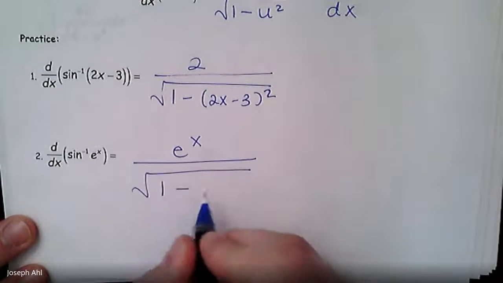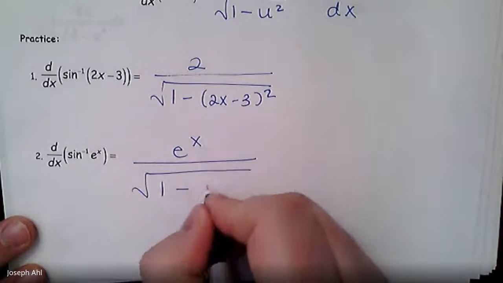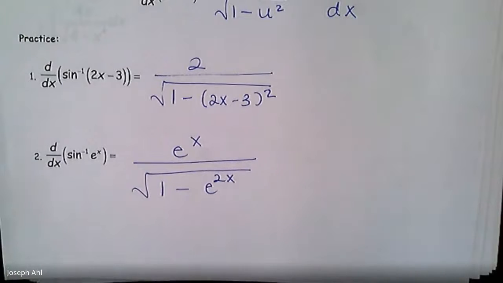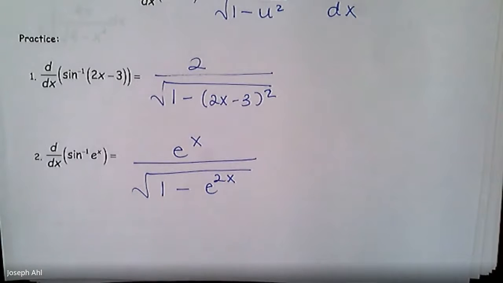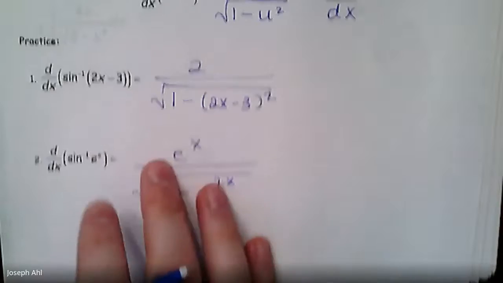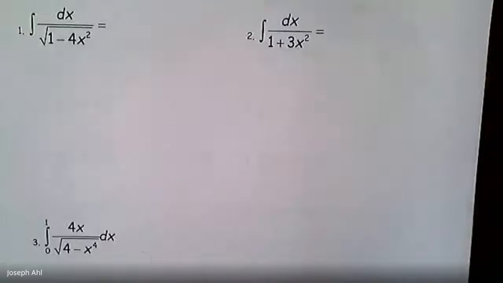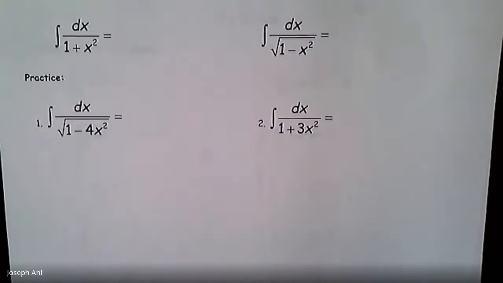Square root of 1 minus, if you square e to the x, of course that could be commonly written as e to the 2x. Power to power, we'd multiply there. So something of that form is a good way to express the derivative of sine inverse e to the x. And then last but not least, going forwards with finding derivatives, let's go a little bit backwards. All right, so we have some good antiderivative practice here.